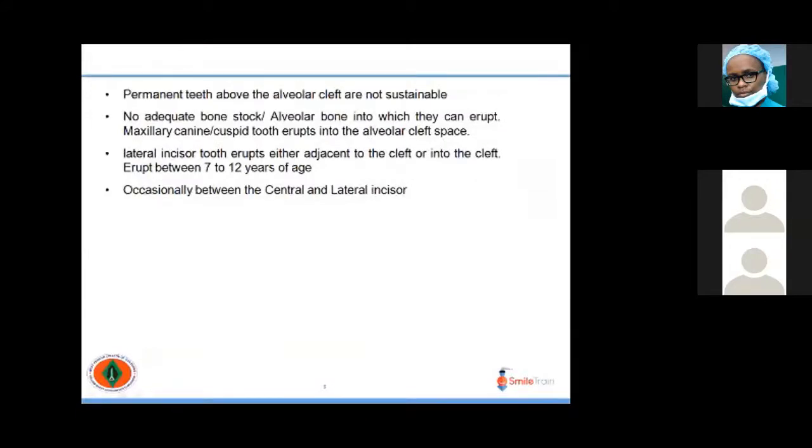Permanent teeth above the alveolar cleft are not sustainable because there is no adequate bone stock or alveolar bone into which the tooth can erupt. It normally affects the maxillary cuspid or canine tooth, which is the one that normally erupts into the alveolar cleft space. Sometimes it can also affect the lateral incisor, and the two of them erupt between the ages of 7 to 12 years. Occasionally, as I said before, it can be between the central and the lateral incisor.